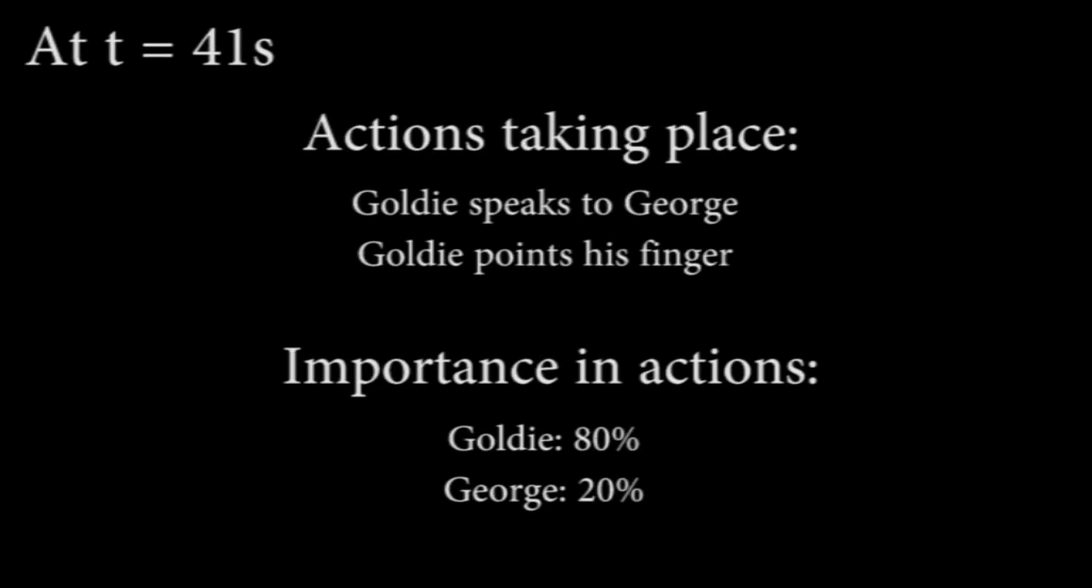Here there are 2 actions occurring. Goldie is speaking to George and Goldie is pointing his finger. The narrative importance of the actors is based on the importance of the actions at this specific time. Here the balance is 80% on Goldie and 20% on George.